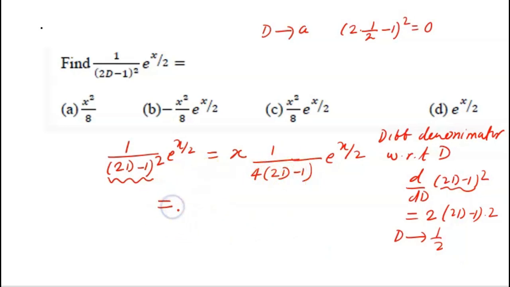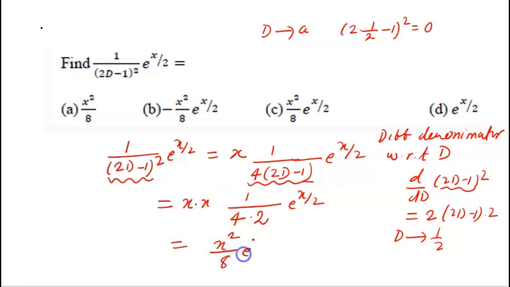So I will repeat this process again. I will multiply by x again, so x into x, and I will differentiate this again with respect to D. 4 is a constant, and the derivative of 2D minus 1 will give me 2, e to the power x by 2. Now we don't have any D term, so our problem is already solved. So x square by 8 e to the power x by 2. Which option will be correct? Option C will be correct.